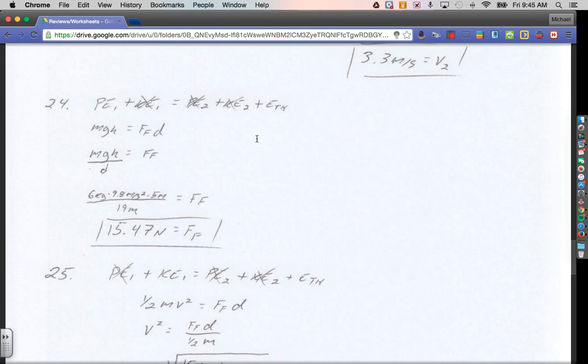So you have to take a look at it and say, when are we first looking at this thing? We're first looking at it when it's on the top of the hill. When are we done looking at it? When it's come to a stop.